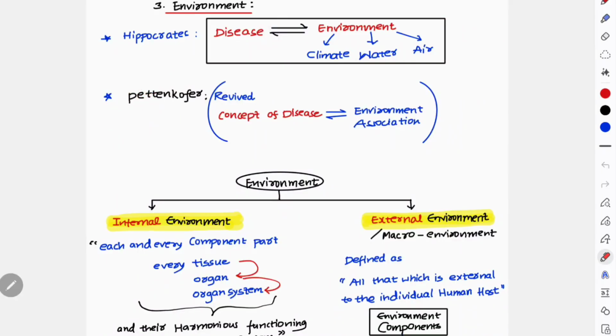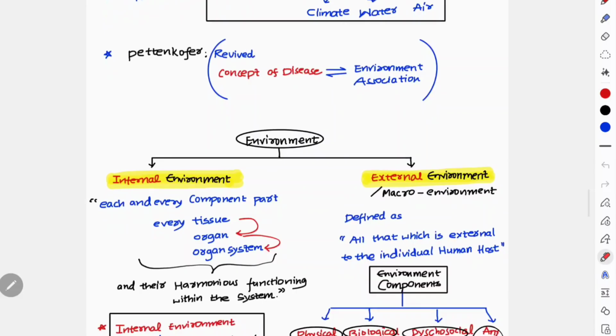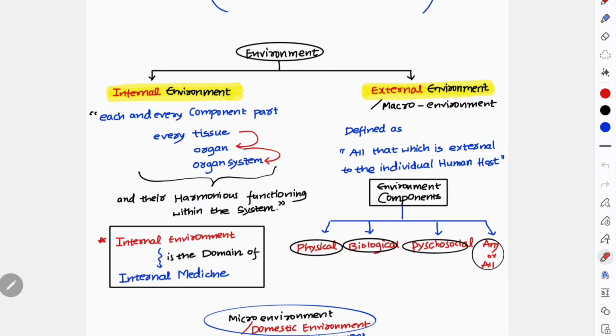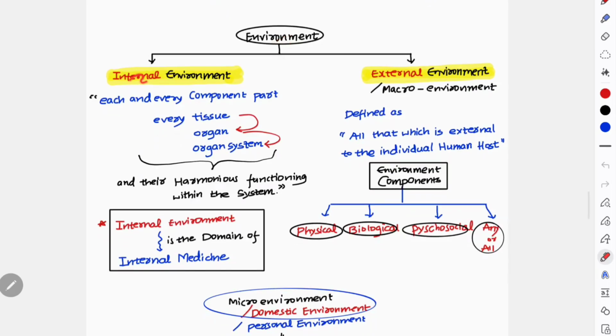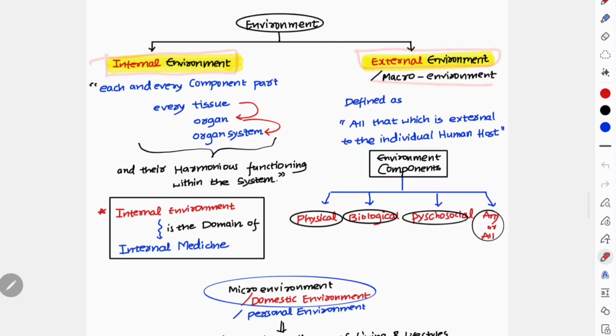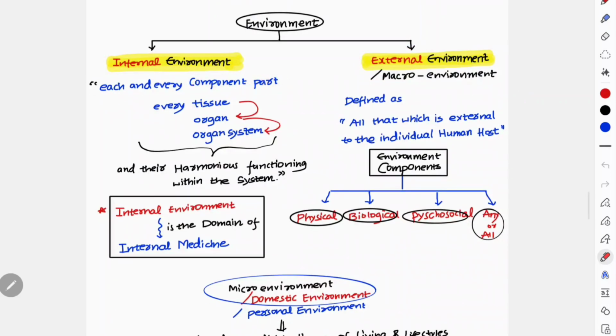After many decades, Pettenkofer from Germany revived the concept of disease association with the environment. He revived the concept of disease and environment association. Environment is of two types: internal environment and external environment, or macro environment. Each and every component, part, tissue, organ system and their hormones are functioning within the system. This is homeostasis.